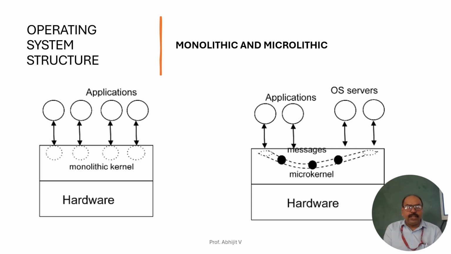So the diagrammatic representation of a monolithic kernel and a microkernel. You can see that there is more inter-process communication happening between these kernels. So these are monolithic kernels. You have the hardware here. You have applications on the topmost layer, and it is getting connected to a single set of programs. In microkernels, you'll have multiple programs.